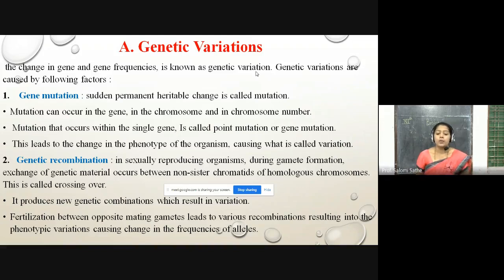It produces new genetic combination which results in variation. Why do variations occur, or where do they occur? During the crossing over, and here it produces the genetic combination, which we know as genetic recombination.